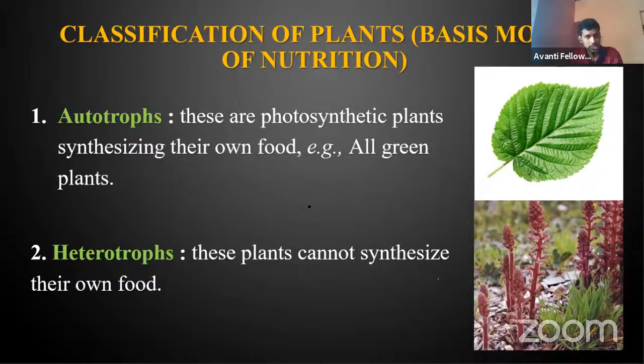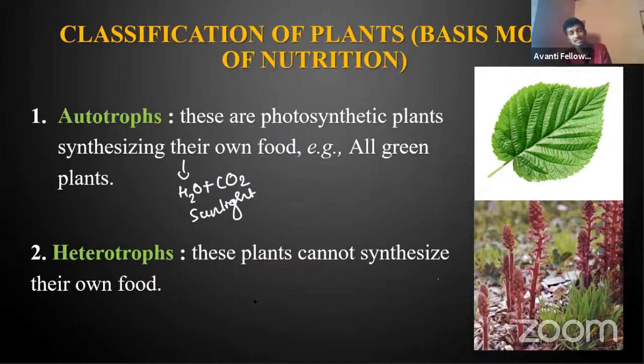So what is the differentiation? Autotrophs are photosynthesizing plants, and they synthesize their own food utilizing water and CO2 along with sunlight, right? They do photosynthesis. They produce their own food in the form of glucose and store it in the form of starch or some other kind. So all green plants, simple. Green means chlorophyll is there, which means they are producing food. But some of the plants are heterotrophs.